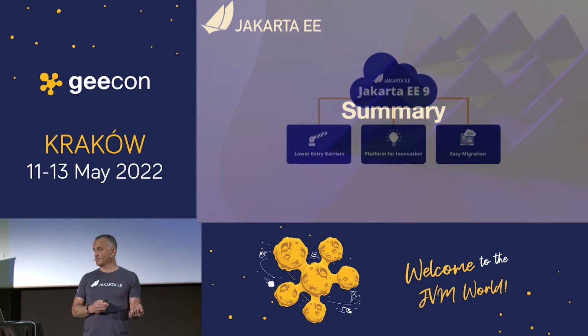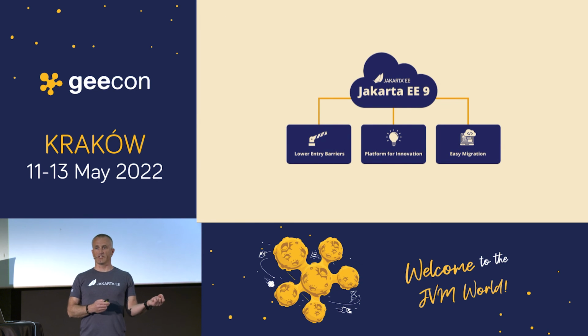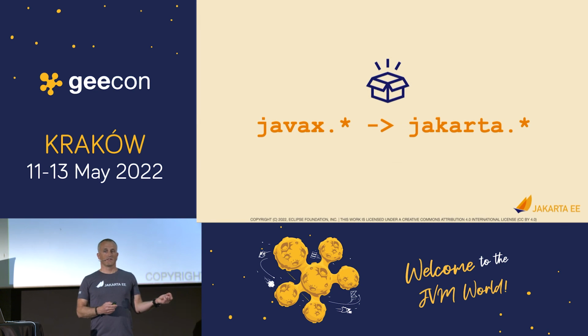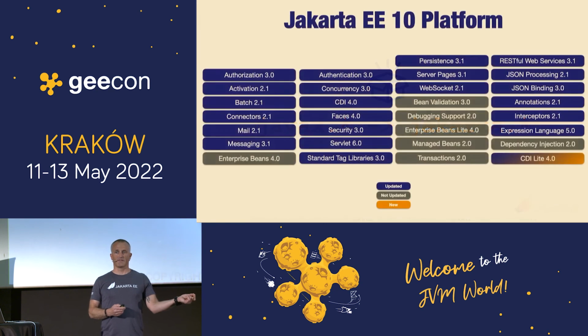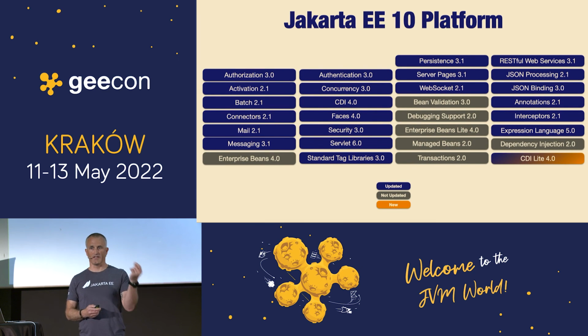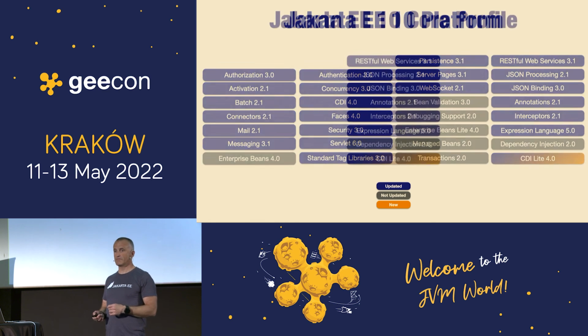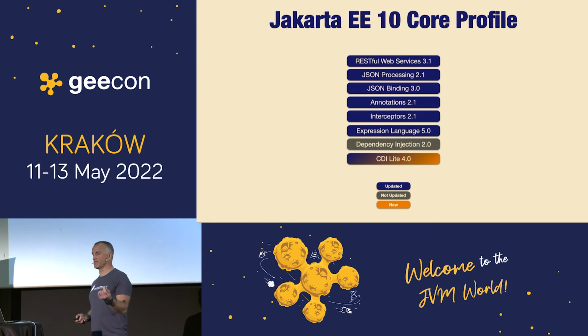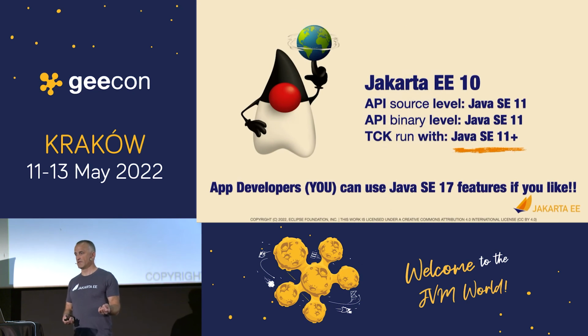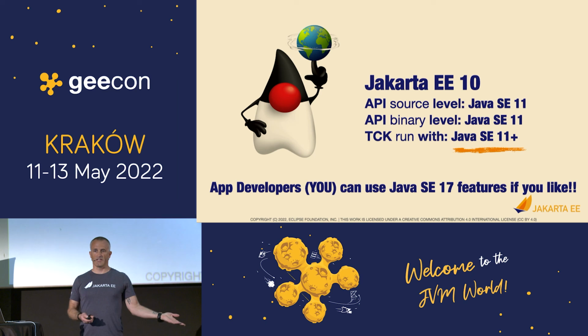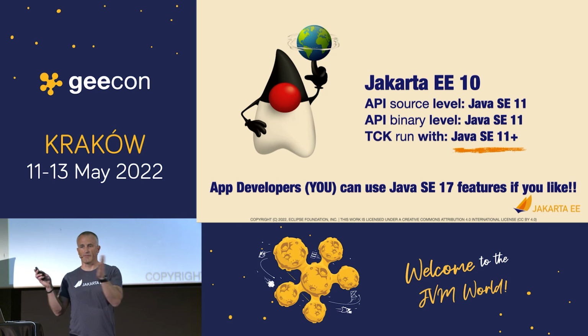So to sum up, Jakarta EE 9 is the version we have out today. That was a namespace release. Jakarta EE 10 is an innovative, community-powered release with a lot of changes, a lot of good stuff, and it evolves the platform. And the core profile is new. It will enable smaller runtimes to be Jakarta EE compatible. We are supporting 17, but we're limiting the APIs to 11, and we're making sure it runs on 11 and 17.